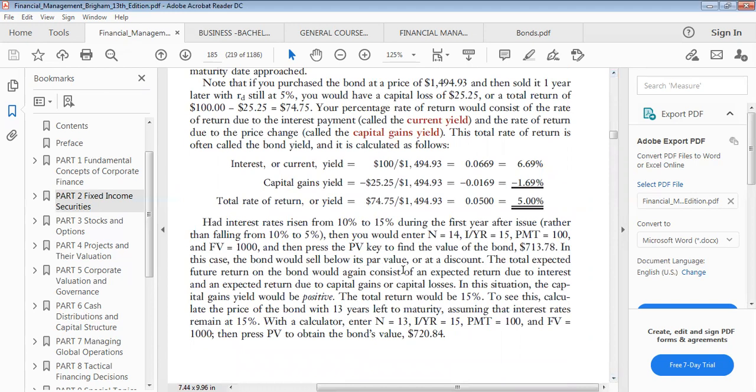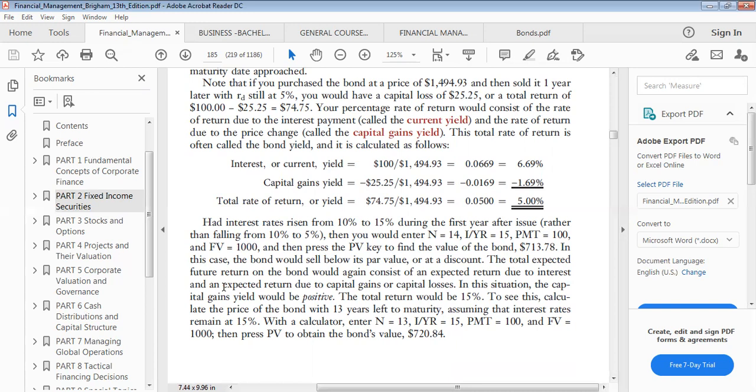The total expected rate of return on the bond would again consist of an expected rate of return due to interest and an expected return due to capital gains or capital losses. In this situation, the capital gains yield would be positive, not negative. The total return would be 15%.